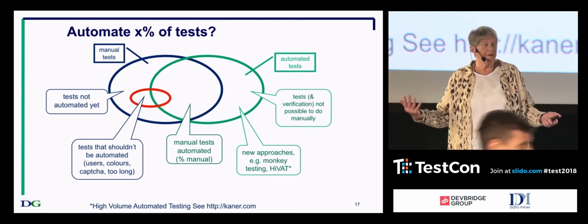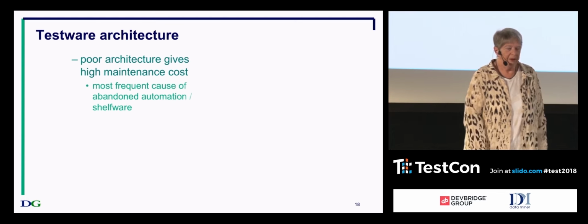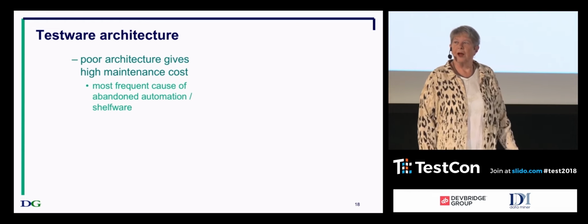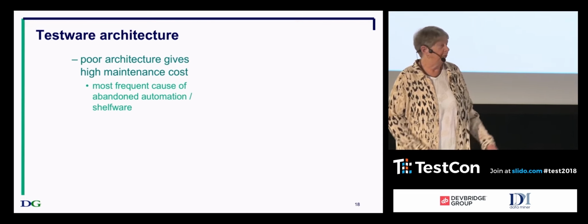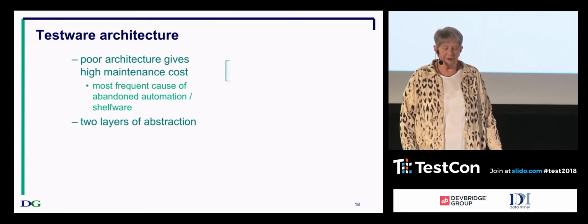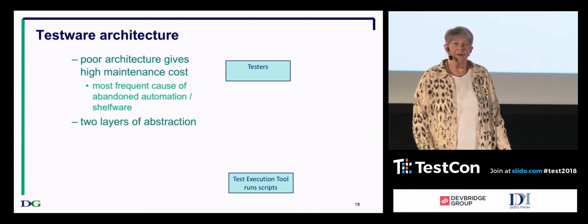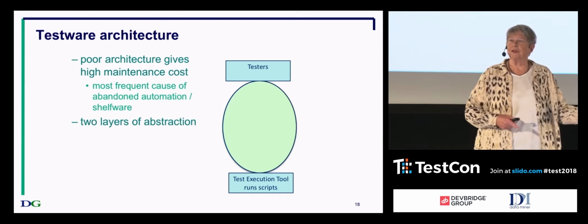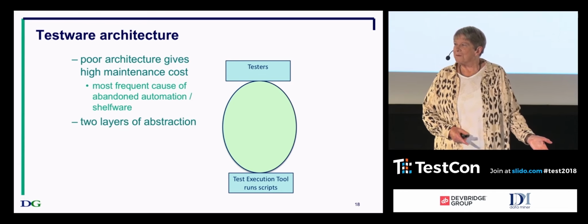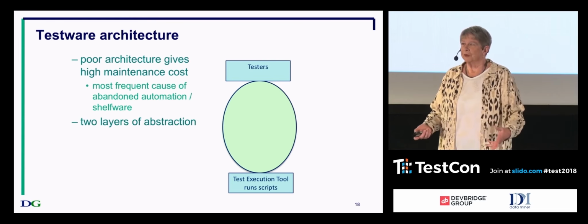Now, the most important thing, another area where people automate the wrong thing, is looking at the testware architecture. This is probably the most important technical aspect of automation. And a poor architecture is what normally gives people high maintenance costs and leads to automation being abandoned. So there are 2 layers of abstraction. If we have our testers up here and the test execution tool is down here, if you do nothing but just say, here you are, testers, here's a testing tool, go, then in effect, you have no testware architecture. You're just adopting the tools.